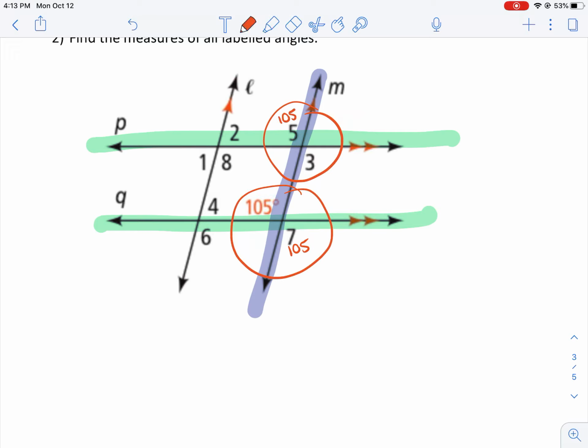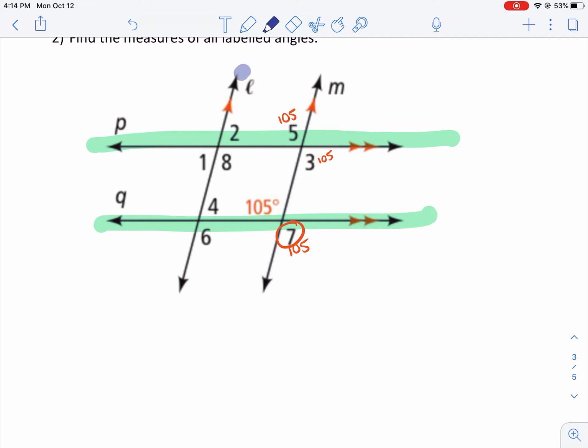I now could do angle 3 by the vertical angles theorem. I could see that it's 105. Or I could do corresponding angles between angle 3 and angle 7. The corresponding angles theorem tells me that they will be congruent when parallel lines are cut by a transversal. Now using these two parallel lines and that transversal, those are the only relationships that I can create.